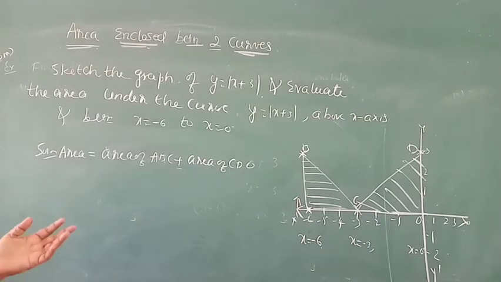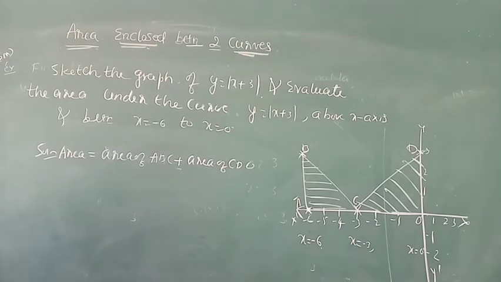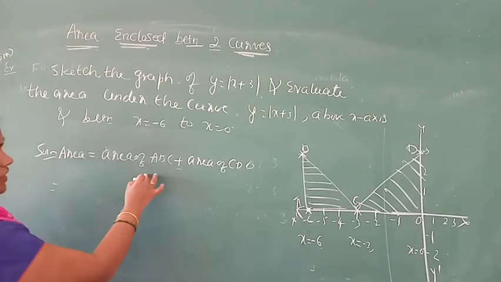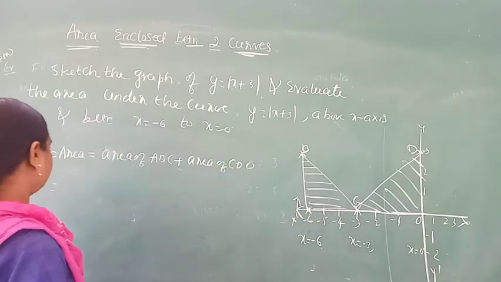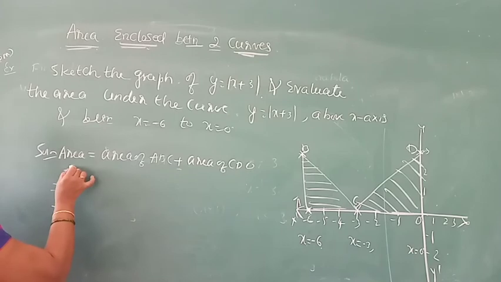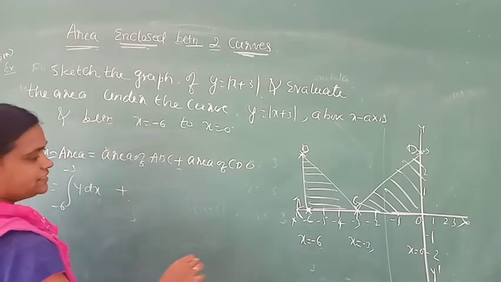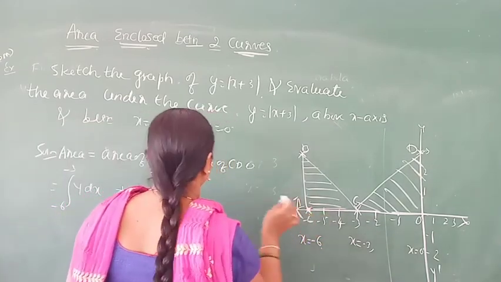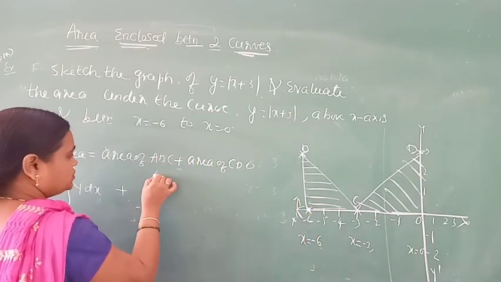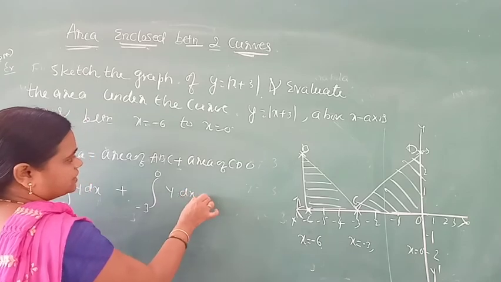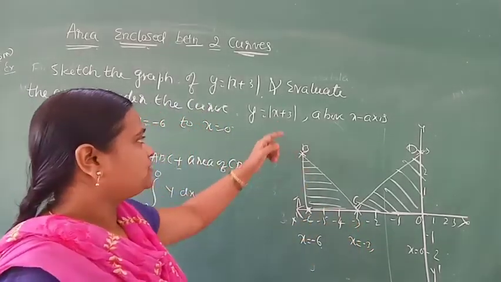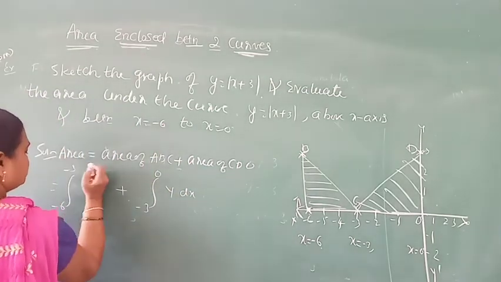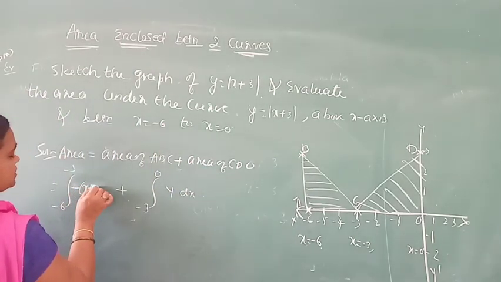Why? Because we are using the modulus function. And here, for the area of ABC, x goes from minus 6 to minus 3. Therefore, we are taking the integral from minus 6 to minus 3 of y dx. Right. And it is minus 3 to 0 of y dx. Right. But see here, from minus 6 to minus 3, the modulus function is negative. Therefore, we are taking minus of x plus 3 dx.